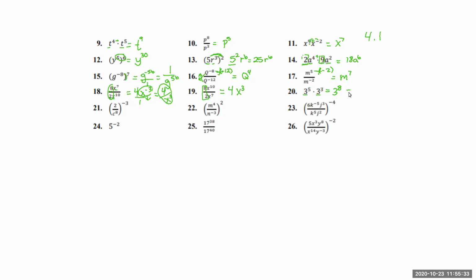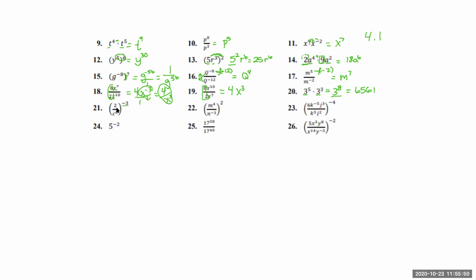If you wanted to simplify it further, you could put that into a calculator. And the answer for that one is 6,561. A lot easier to put it as 3 to the 8th for sure. Okay, coming over to number 21.